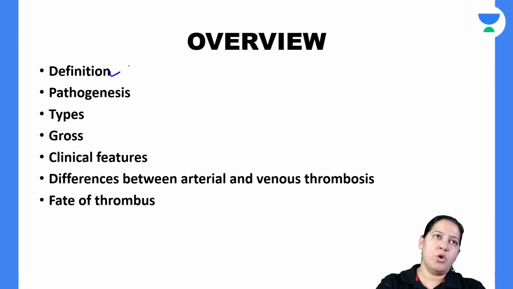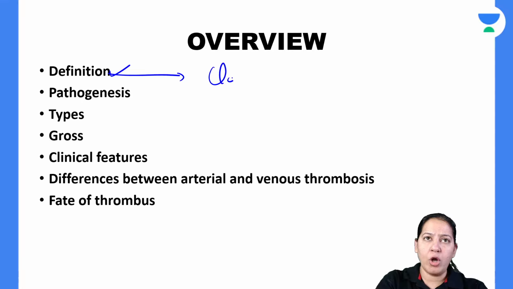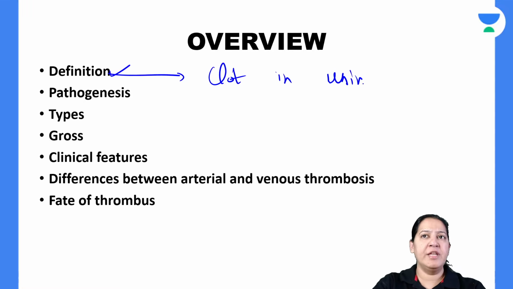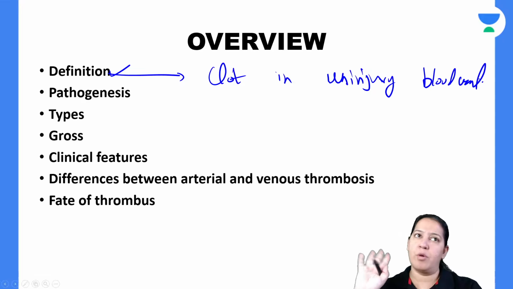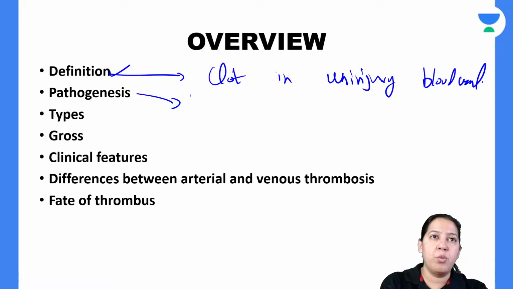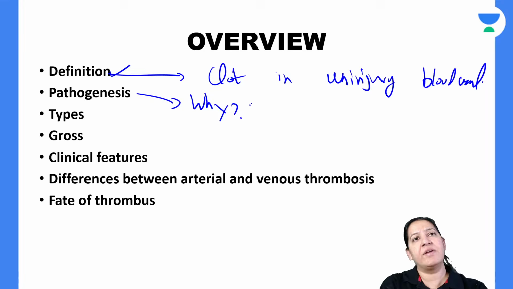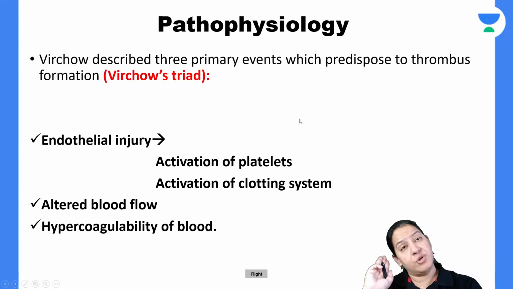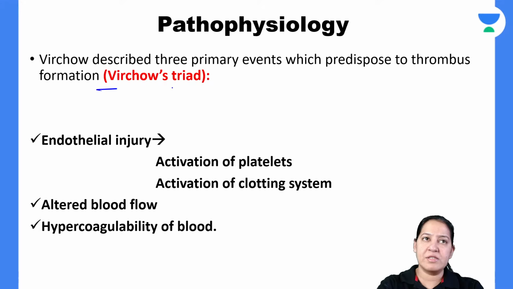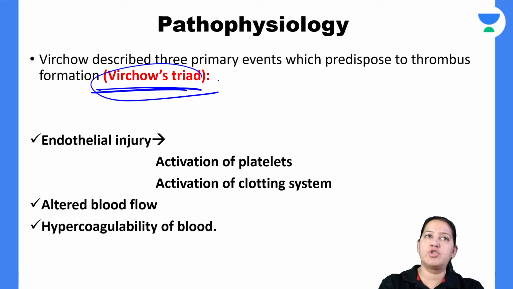So the definition is over. In thrombosis, a clot is formed in an uninjured blood vessel. If a clot is formed in an uninjured blood vessel, it is known as thrombosis. Now the question arises why it is forming. What is the reason? What is the pathogenesis? Without injury, why is it forming? There are 3 reasons. The 3 reasons were discovered by a scientist known as Virchow. That's why it is known as the Virchow triad.